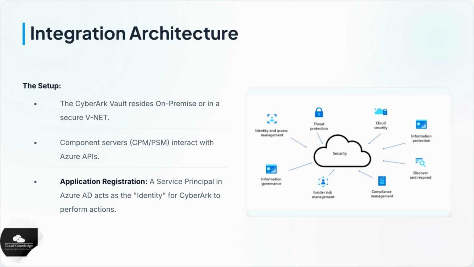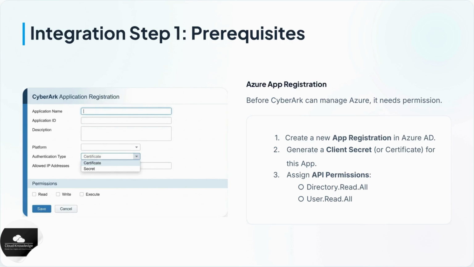The integration architecture requires the CyberArk Vault to reside on-premise or in a secure VNet. Component servers interact with Azure APIs, and an Azure Service Principal acts as the identity for CyberArk actions. Integration Step 1 covers prerequisites. CyberArk needs permission to manage Azure, which is achieved through Azure App Registration. This involves creating an app registration, generating a client secret, and assigning necessary API permissions.